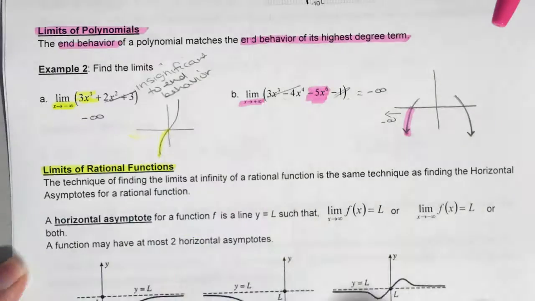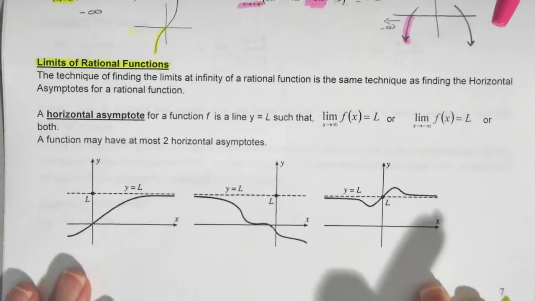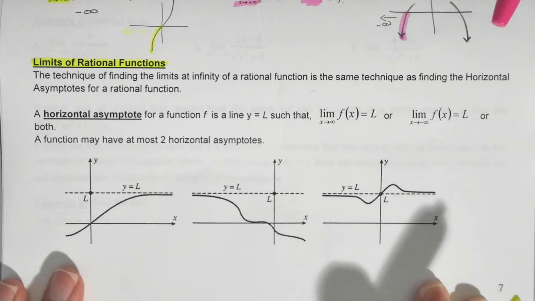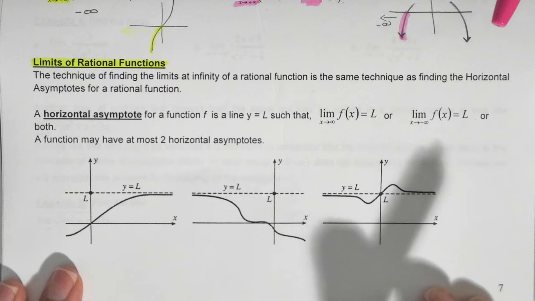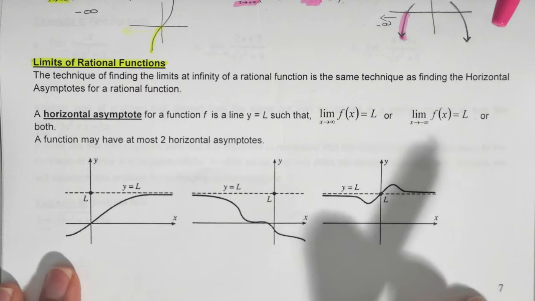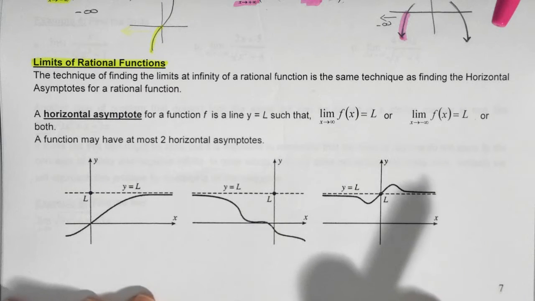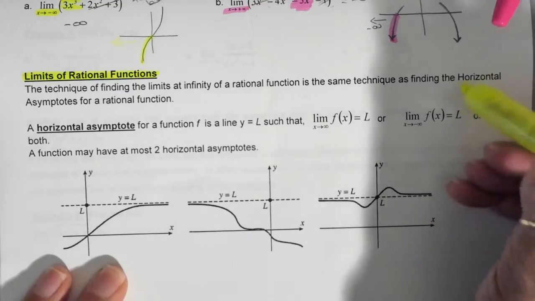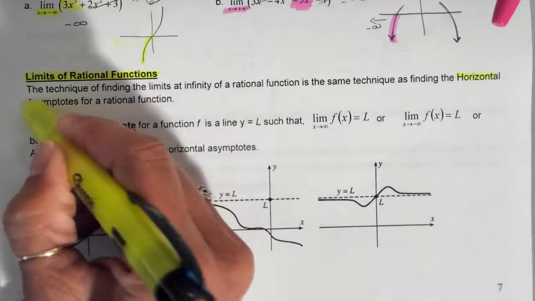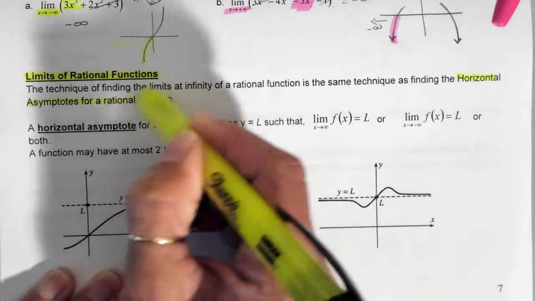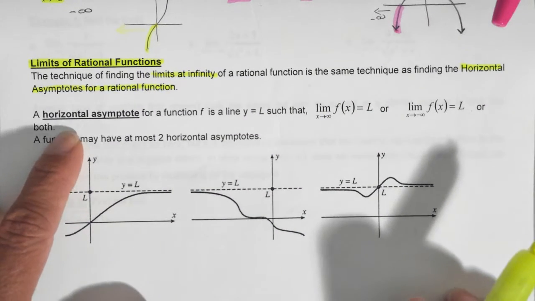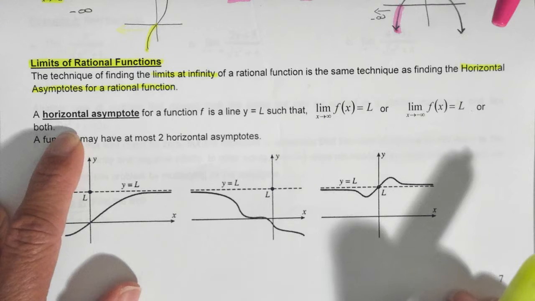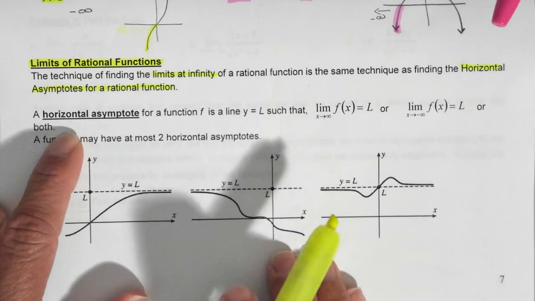Okay, remember, a rational function is not a polynomial if there is a variable in the denominator, meaning a factor of some kind, x, x minus 2, x plus 3, whatever. So here, the technique in finding limits at infinity for rational functions is the same as finding the horizontal asymptotes for the rational function. Okay? So, for those of us that have forgotten, I am going to go over these rules in just a second. These are just example graphs right here.